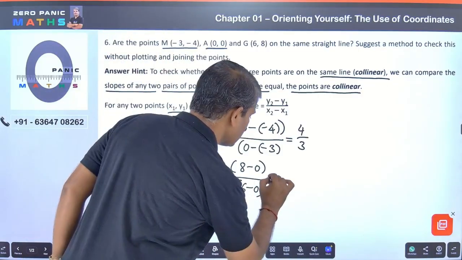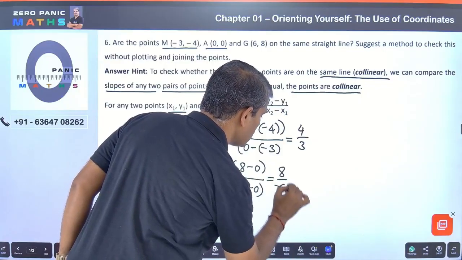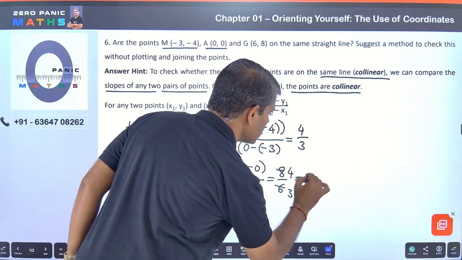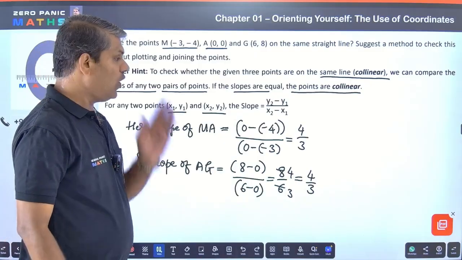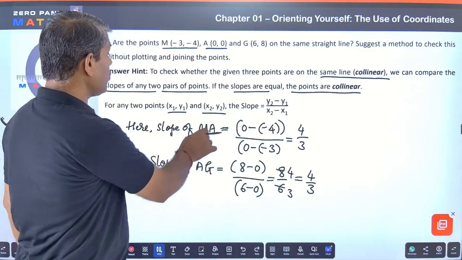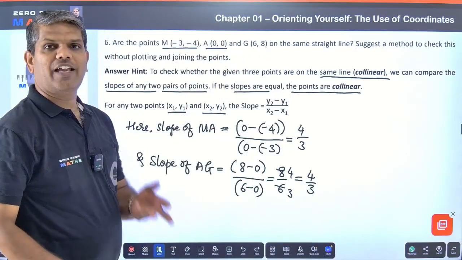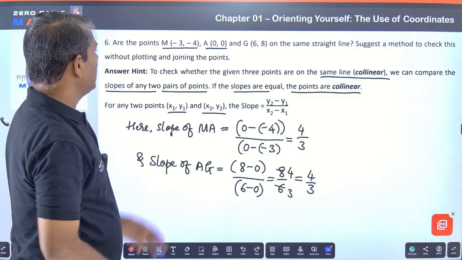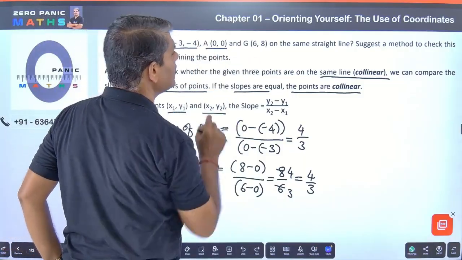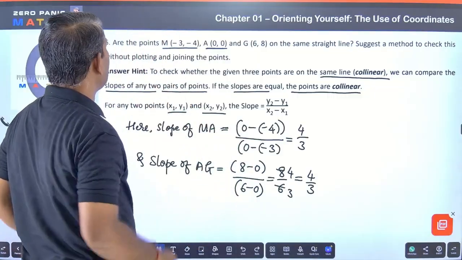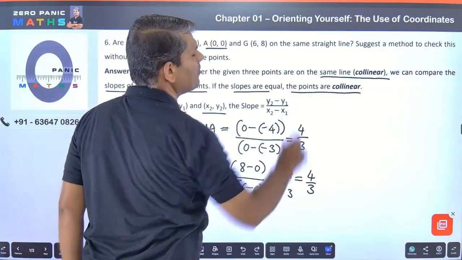So what is this? It is 8 by 6. 8 by 6 is 2 by 3 times 2 by 4... so what exactly is this? This is also 4 by 3. So it means that the slope of the first 2 points is equal to the slope of the second 2 points. It means that the point A is on the line between M and G, or you can also say that all these 3 points M, A, G are on the same straight line.